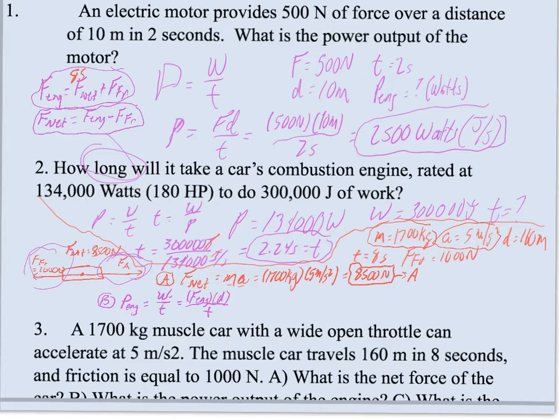It's 8,500. Do we know the friction force? Yeah, it was given to us. It's 1,000. So what's 8,500 plus 1,000? Well, that's 9,500.